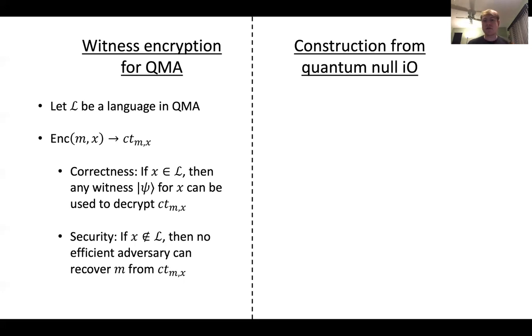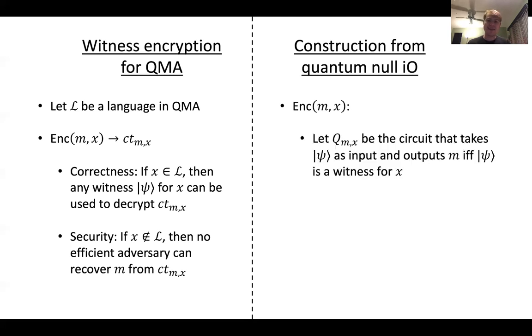So how do we construct such a scheme from quantum null I/O? Well, if we want to encrypt the message M under an instance X, we'll first define the circuit Q_M,X to be the circuit that takes as input psi, and then outputs M if and only if psi is a witness for X. So what the circuit does is it just runs the QMA verification circuit over X and psi. If it accepts, it outputs M. If it rejects, it outputs, say, some bot symbol. Okay, and then the ciphertext is actually just going to be a null obfuscation of the circuit.